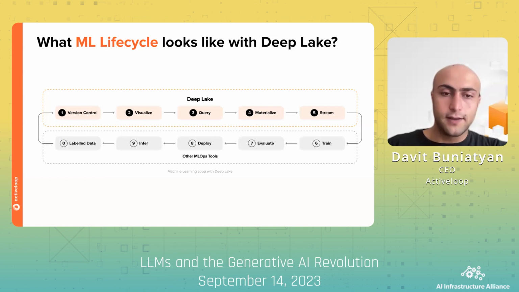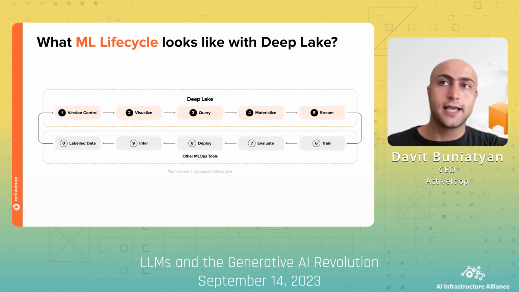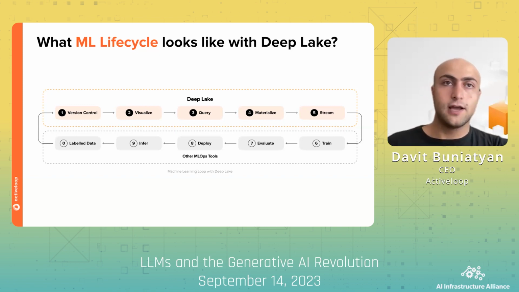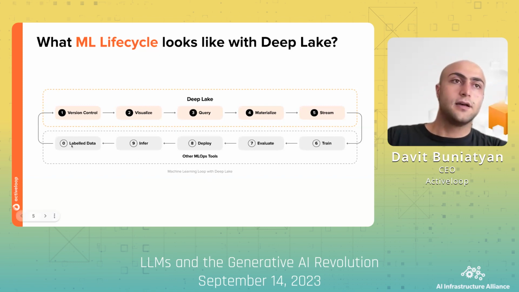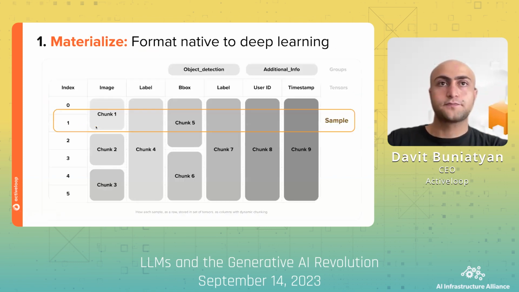And if you look from the ML lifecycle perspective, you have version control, with Deep Lake visualization, running queries, materializing them, and then streaming. And then the rest of this is taken care of by other MLOps tools, including the evaluation, the deployment within your LangChain or LlamaIndex integrations, and/or the annotation tool that you need to annotate the data and then start retraining those models.